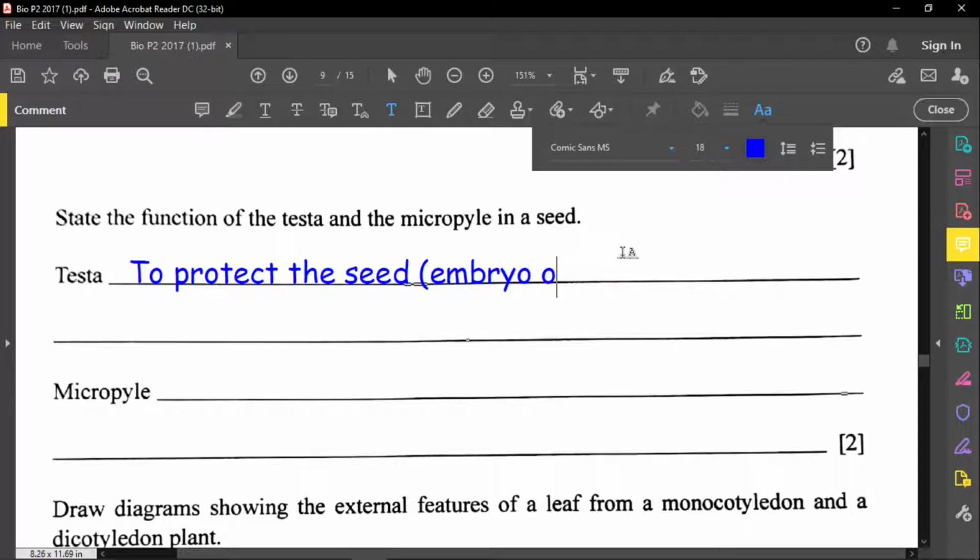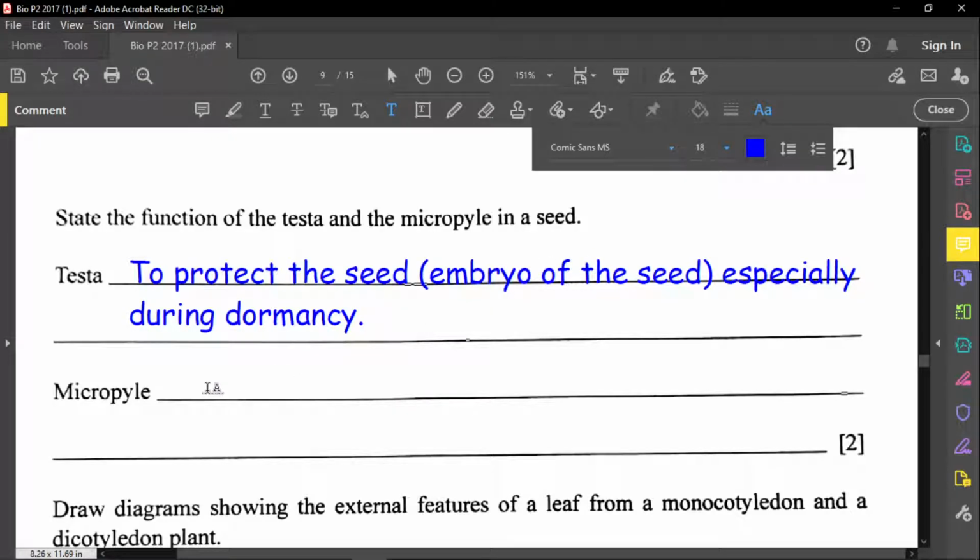So the embryo of the seed. And when it's protecting the embryo of the seed is especially during dormancy. That means when the seed is not growing yet, when germination is not taking place. All right. That's especially when the testa is most needed for protection. When the seeds start to germinate, then the testa will break open and is not needed anymore.